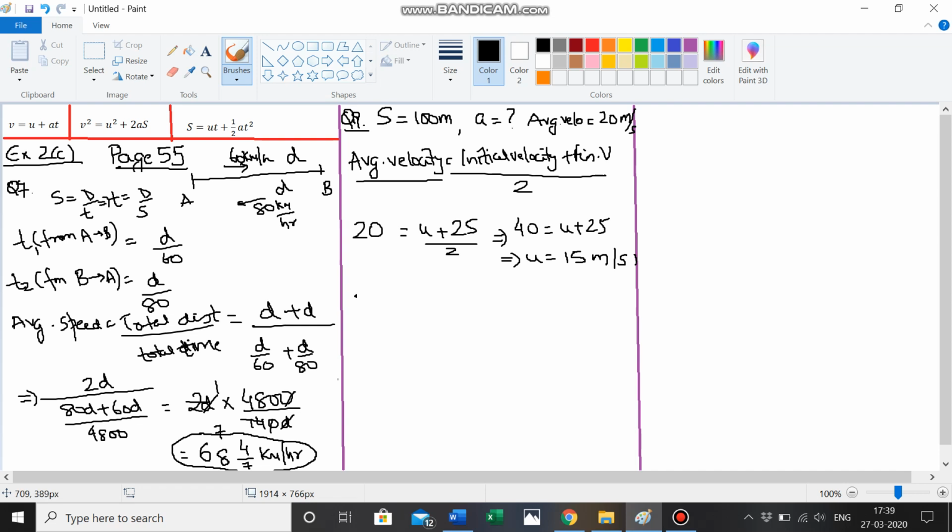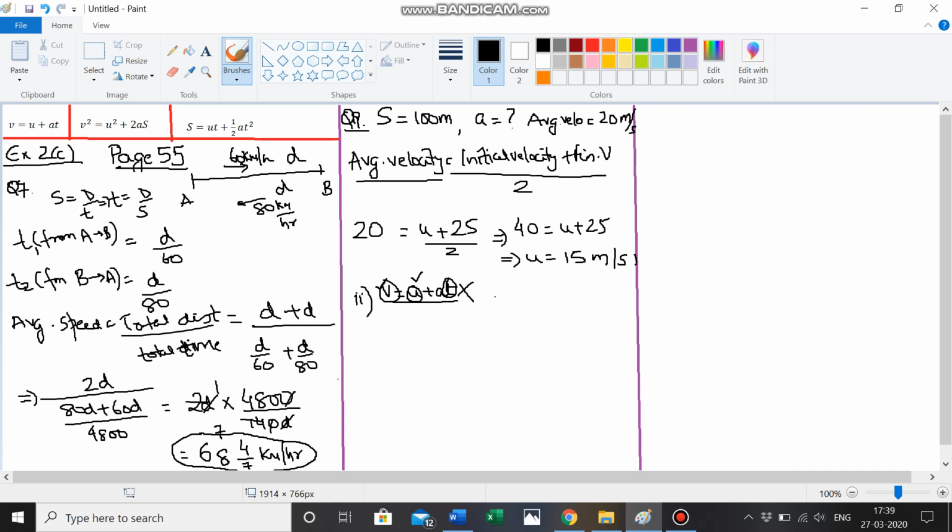Part 2 is the acceleration of the car. So for acceleration of the car, I have a different formula. v is equal to u plus at. Do I know the final velocity? Yes. Do I know the initial velocity? Yes. Do I know the acceleration? That's what I need to calculate. Do I know the time? No. So then this formula doesn't apply for me.